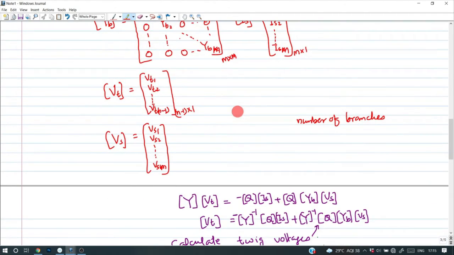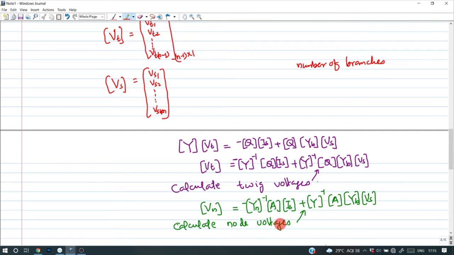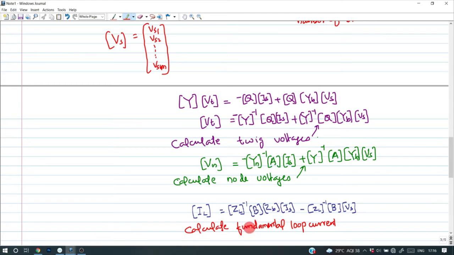So this is about cut set analysis. By means of cut set analysis, basically we are calculating tree voltages. By means of nodal analysis, basically we are finding node voltages. These two equations are more or less similar. Instead of the Q matrix, here in nodal analysis we are using the reduced incidence matrix. And in mesh analysis we are calculating the fundamental loop current by means of this equation: IL is equal to ZL inverse B ZB IS minus ZL inverse B VS. These three relations are very important in order to do analysis using mesh and nodal in graph theory.